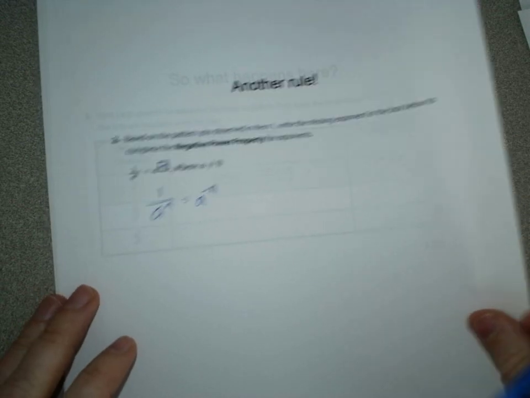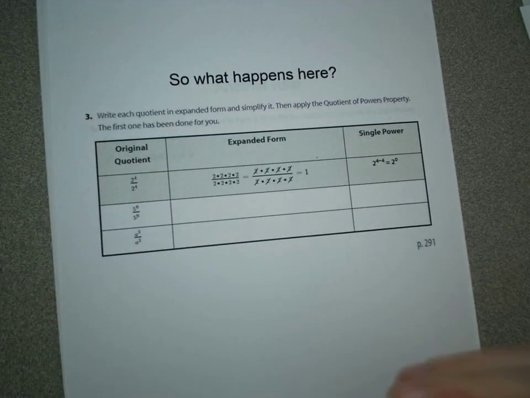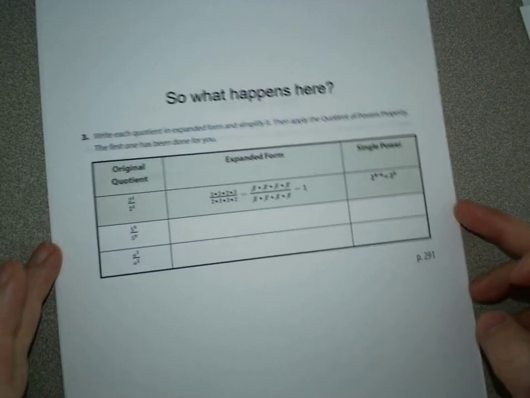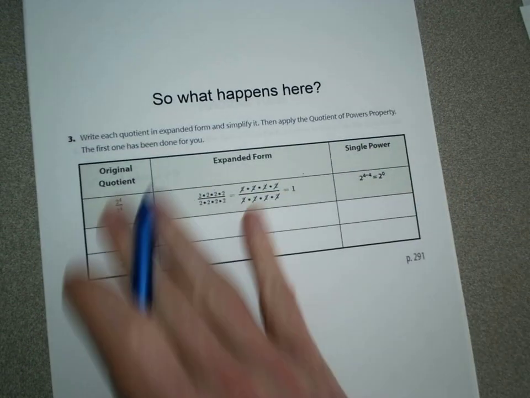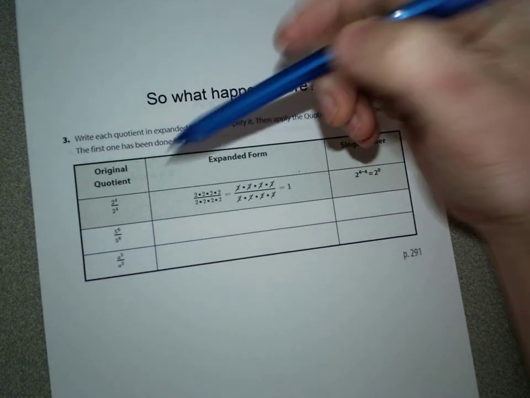All right, let's do another rule. This is actually my favorite rule. This is the rule that I trick my students with all the time. So go to page 291. We have a new chart. And here we have 2 to the 4th power divided by 2 to the 4th power.